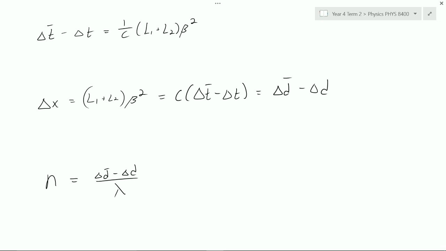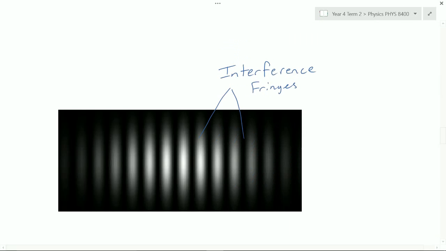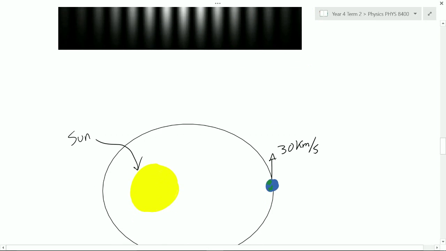Now, in order to calculate the number of fringes, it is delta d bar minus delta d over lambda, which is just the wavelength. So, now that the math is out of the way and getting back to the subject at hand, the theory of this experiment is that you're measuring the speed of the Earth through the ether, and that the velocity of the Earth was known.